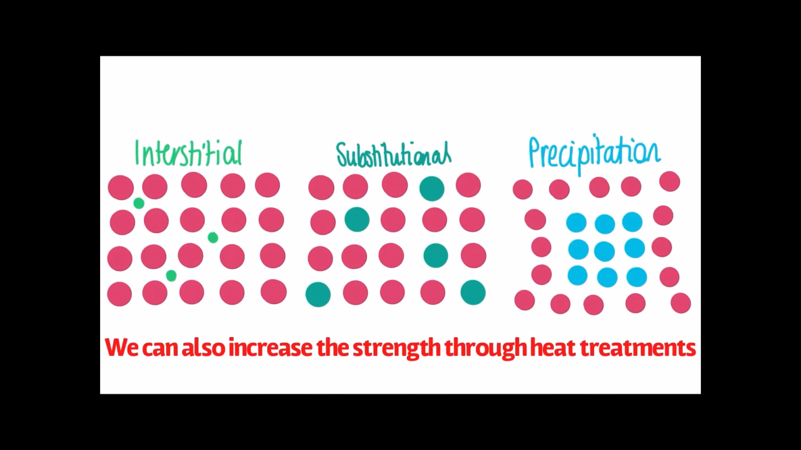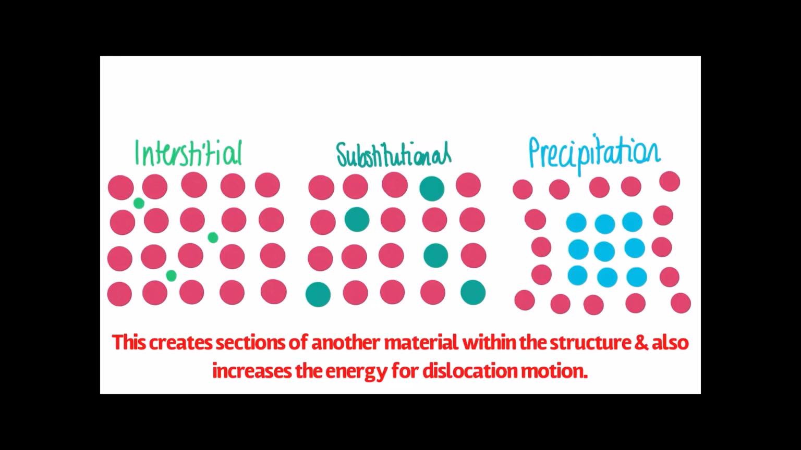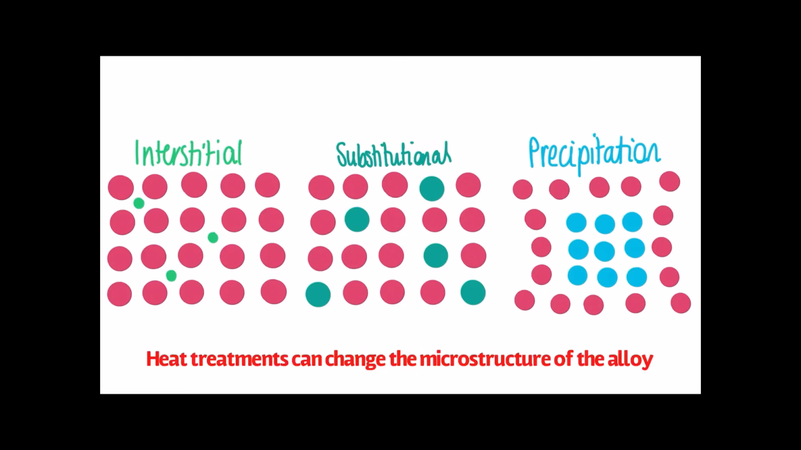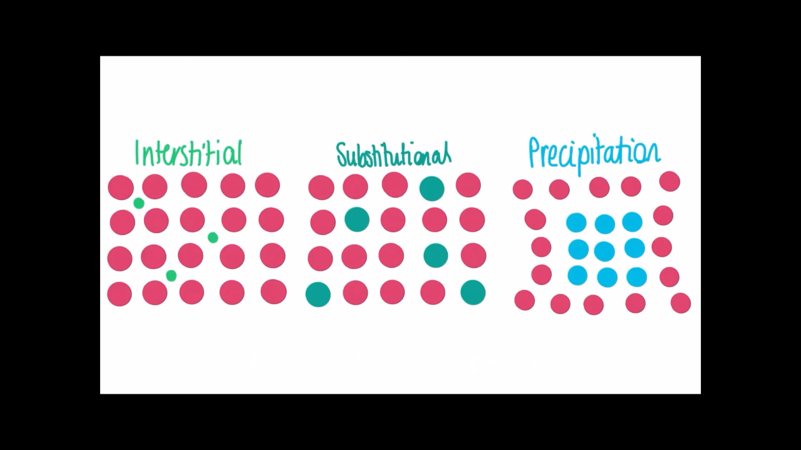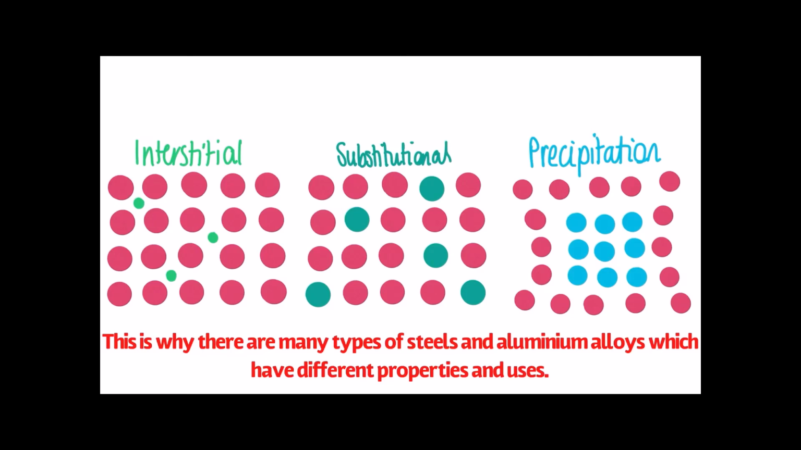We can also increase the strength through heat treatments to produce precipitates of these interstitial or substitutional atoms. This creates sections of another material within the structure and also increases the energy for dislocation motion. Heat treatments can change the microstructure of the alloy, which can also affect the strength, as different microstructures form under different heat treatments and have very different properties. This is why there are loads of different types of steels and aluminium alloys out there, which all have different properties and are used in different ways.